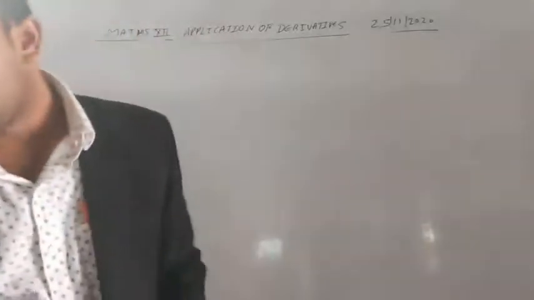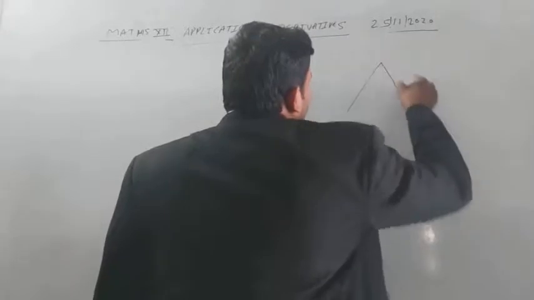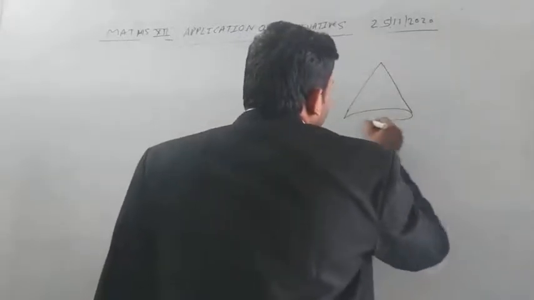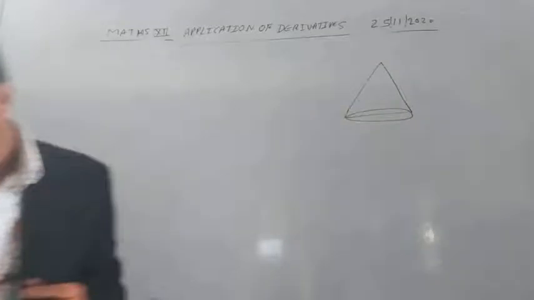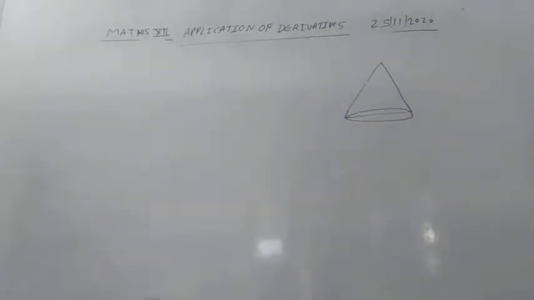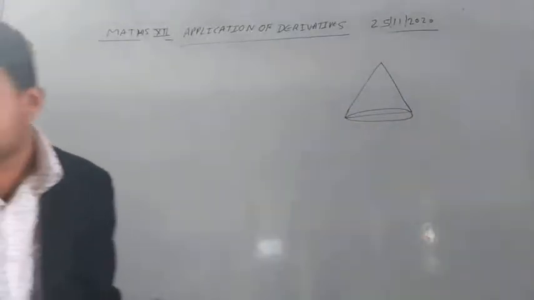Our first question is: show that the semi-vertical angle of a right circular cone of given total surface area and maximum volume is this. So we have a cone, the semi-vertical angle of a right circular cone of given total surface area.